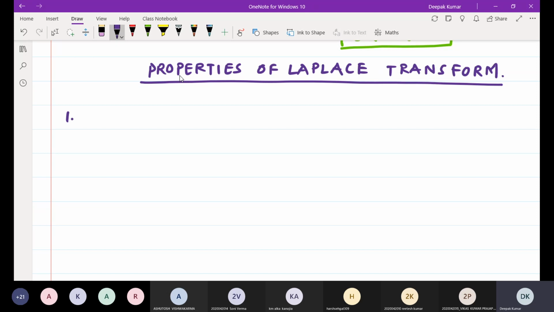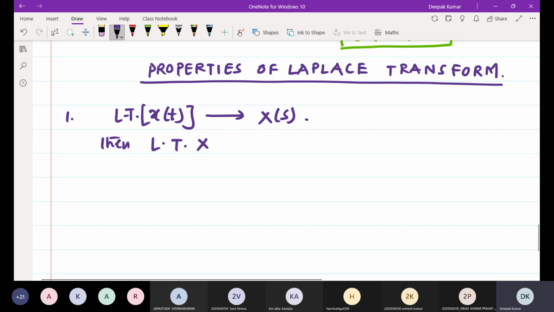Take one example: if the Laplace transform of x of t is given as X of s, then the Laplace transform of x of t minus t naught, Laplace transform of x of t minus t naught.